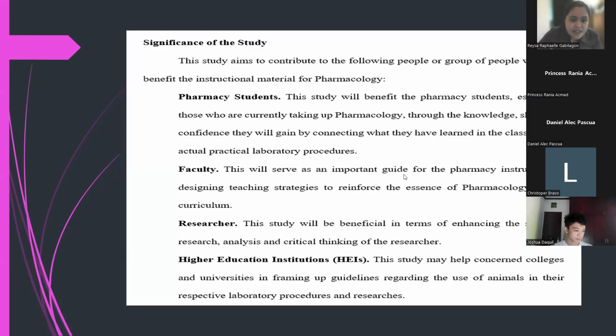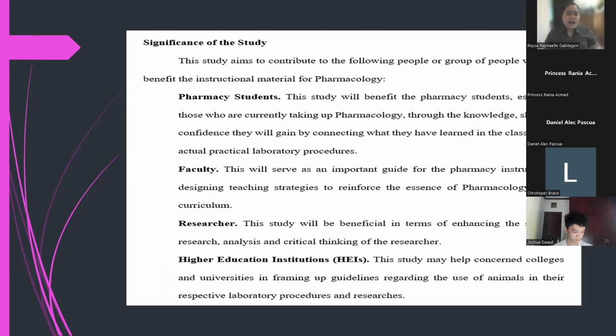So we have this example of the significance of the study. You have to restate the aim of your research and you have to identify again sino yung magbe-benefit. So just like this one. Ganito talaga ang format ha, naka-indent yung mga magbe-benefit sa study, naka-bold, followed by a period. And then after that, it will be followed by the explanation of the benefit they can get from your research. Okay? Naka-indent yan lahat.